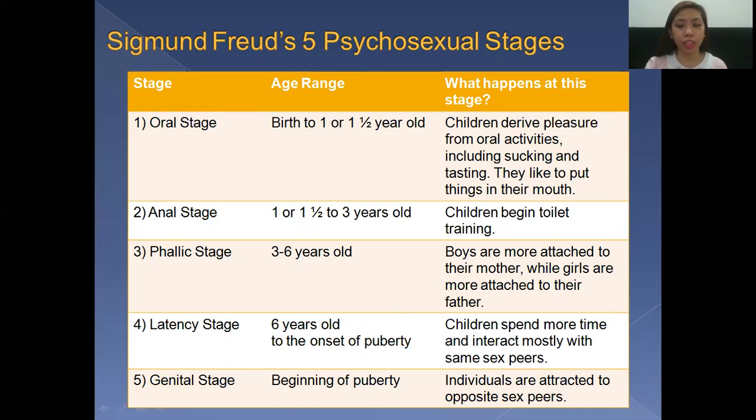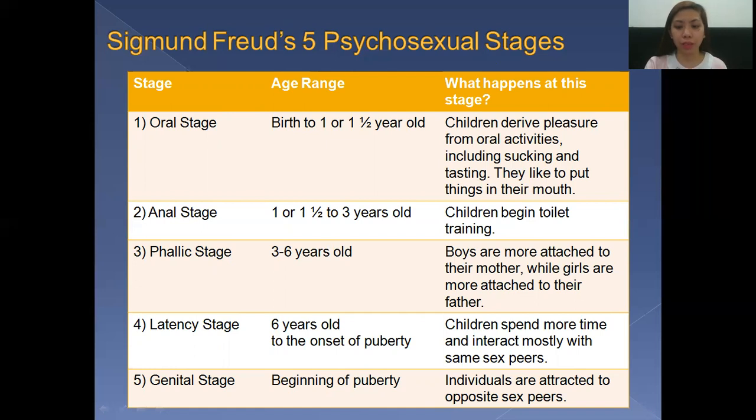The conflict in this stage is the awakening of sexual feelings. This is where boys are more attached to their mother. This is called Oedipus complex, while girls are more attached to their father. This is what we call the Electra complex. Fixation in this stage leads to immature sexual attitudes, being overly vain, exhibitionistic, a low sense of self-worth, and shyness.